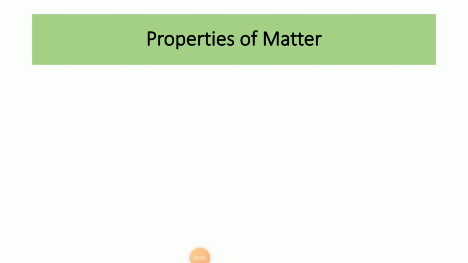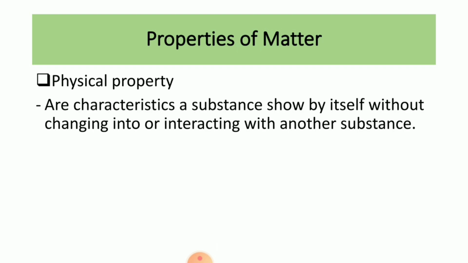Now, let us talk about the properties of matter. Properties are the characteristics that give each substance its unique identity. First, we have the physical property. Physical properties are characteristics a substance shows by itself without changing into or interacting with another substance. So a physical change occurs when a substance alters its physical properties, not its composition.